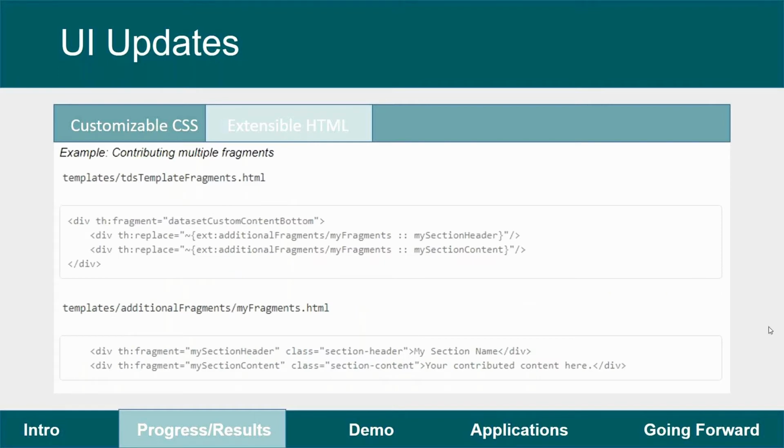So this is the example straight out of the new documentation. If you wanted to add your custom content section to the bottom of the data set, you just have to add this fragment called dataset custom content bottom to your TDS template fragments.html. And then if you want to include some other fragments that you've written yourself, you just mark it with that ext prefix, and then you can reference any of your own files on your server.